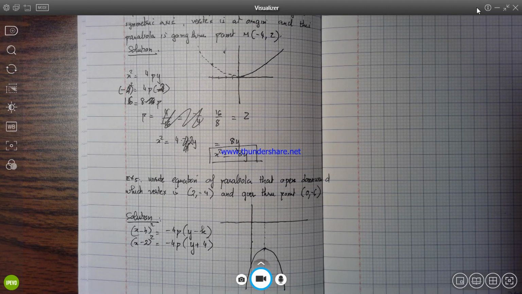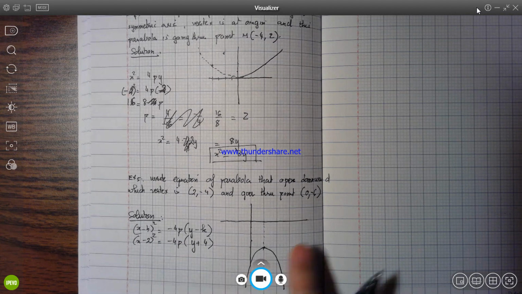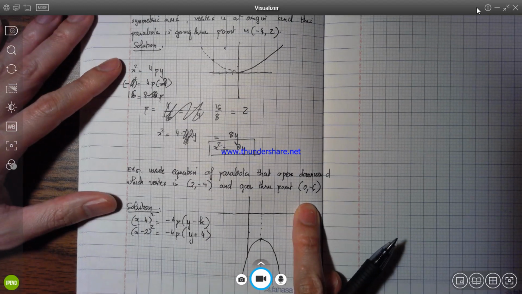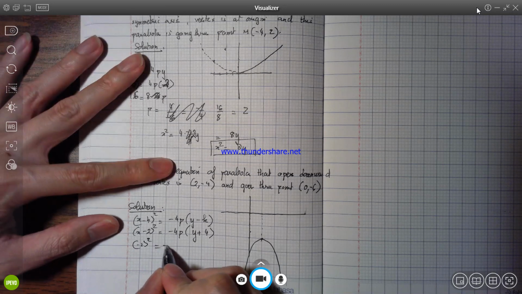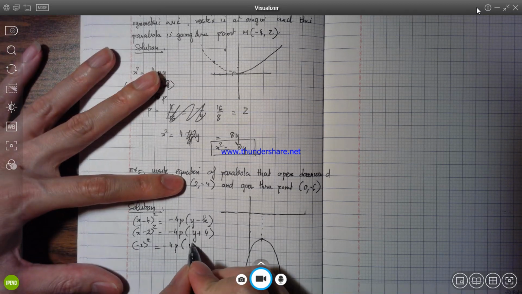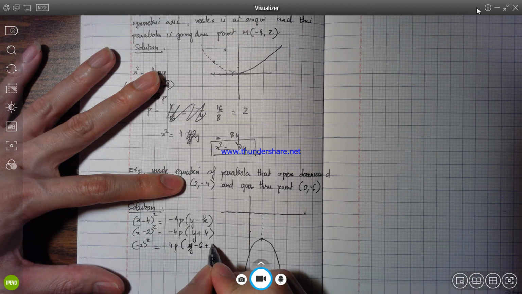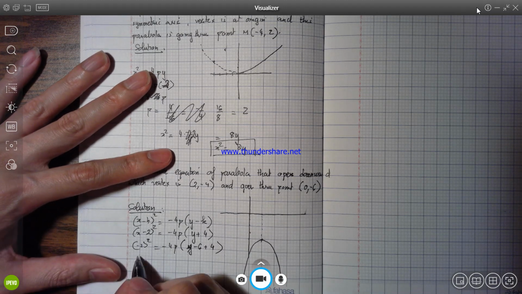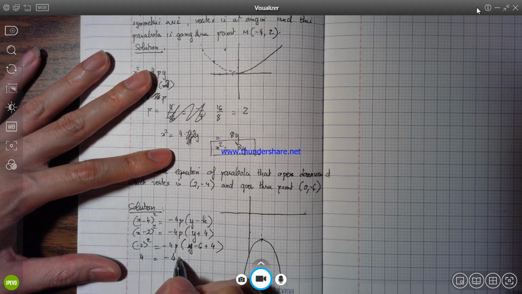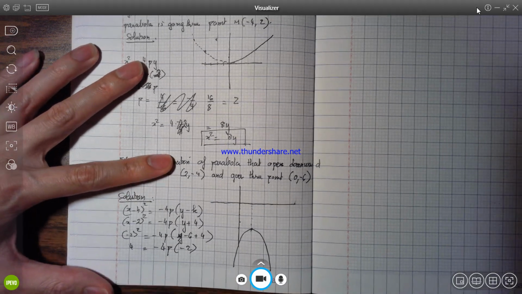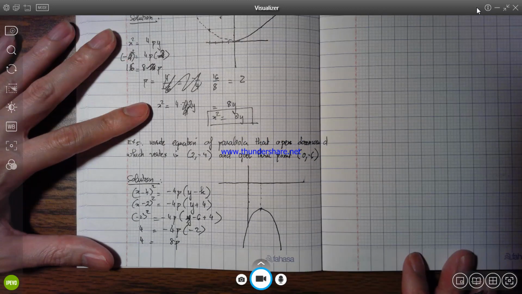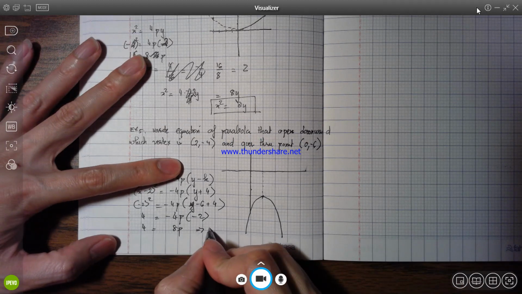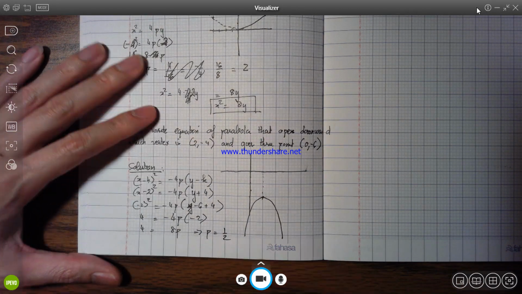Right now we just need to find the p value. Let's say that it's going through (0, -6), so just plug them in. It will be (-2) squared equals -4p times (-6 + 4). So (-2) squared is 4, and -4p times -2 gives 8p. So 4 equals 8p, and p equals 1/2.